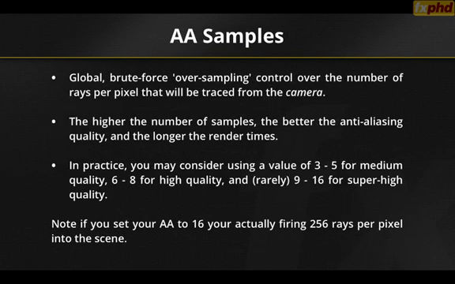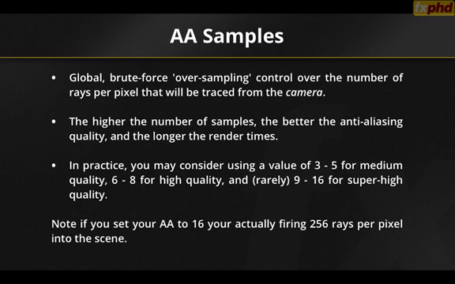So the AA samples basically control the number of rays per pixel that we trace from the camera. Okay, so it's coming from the camera and it's the number of rays that are being produced. The higher the number of samples, the better the anti-aliasing quality and the longer the render time. Okay, so this is specifically for AA samples.